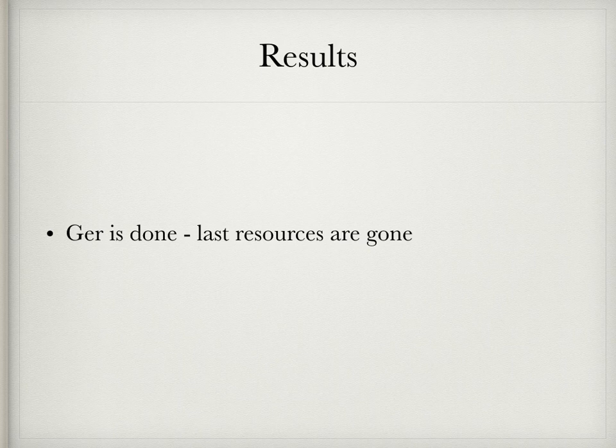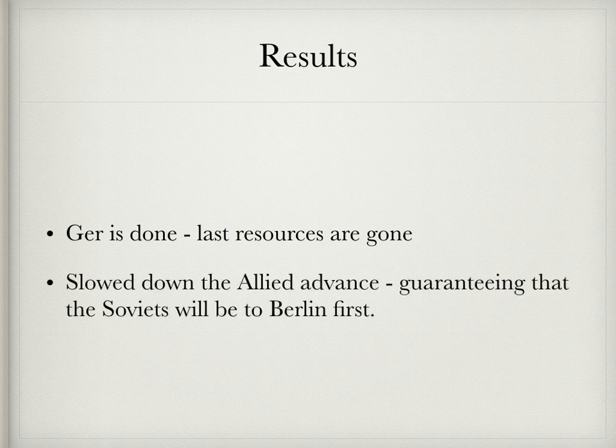So the results of this is Germany is done at this point. Their last resources are gone. But ultimately, what they did do is that they slowed the Allied advance down. They slowed down the Americans at Ardennes Forest enough to really guarantee that it's going to be the Soviets that get to Berlin first. So for that race to Berlin, it's the Soviets that get there first. The Americans, the Western Allies, are slowed down on the Western Front with the Battle of the Bulge.